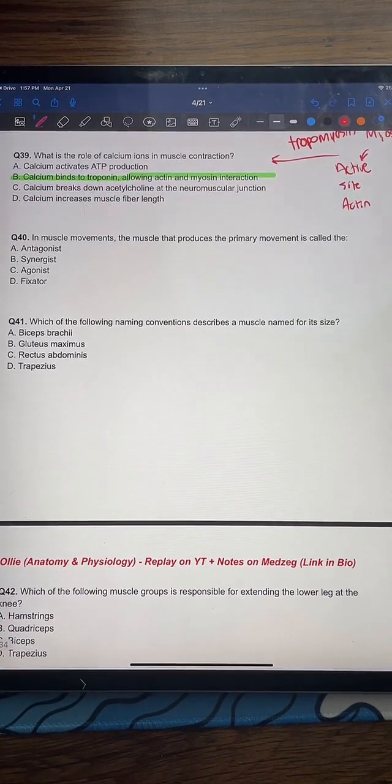Number 40, in muscle movements, the muscle that produces our primary movement is called what?